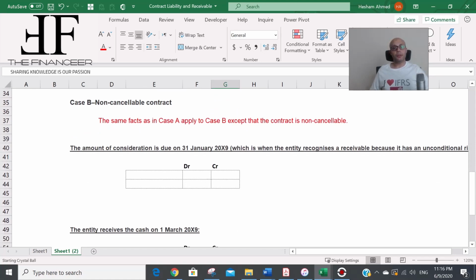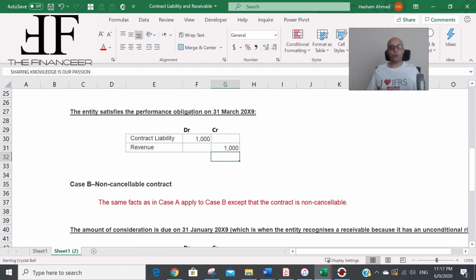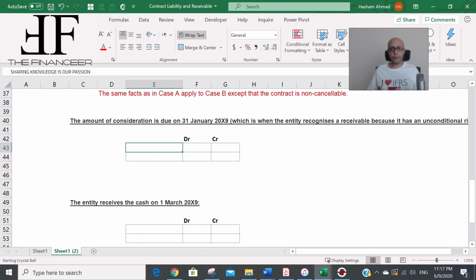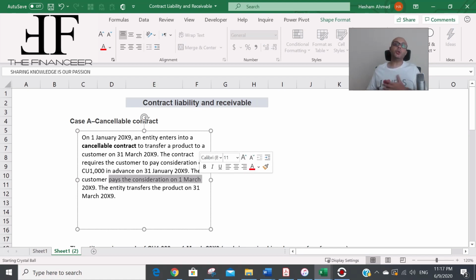What if the company signed a non-cancellable contract? So let's assume the same facts as in the example, but with one change, that the contract is non-cancellable. Now, on the 31st of Jan, the company expected the customer to pay, but actually the customer didn't pay on the 31st of Jan, but the customer paid on the 1st of March. So we need to consider receivables on the 31st of Jan.